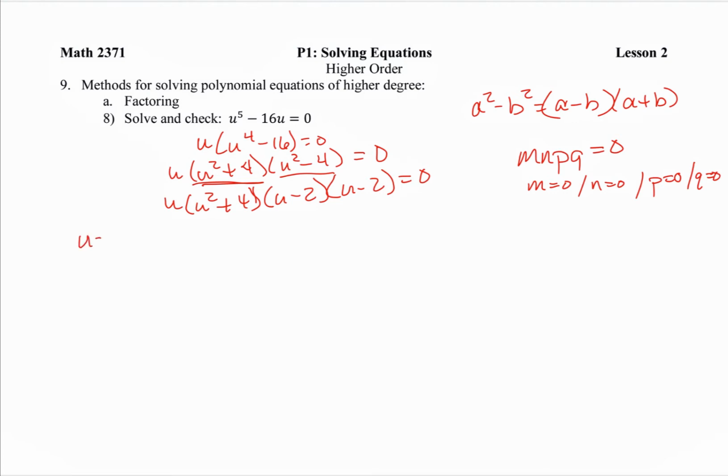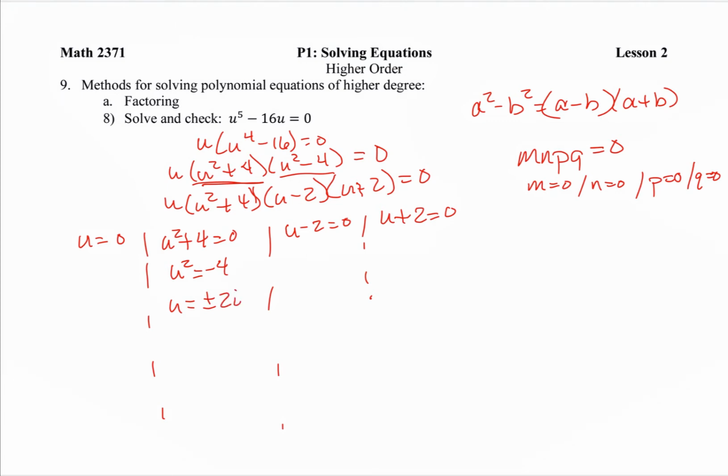So that tells me that u equals 0, u squared plus 4 equals 0, u minus 2 equals 0, or u plus 2 equals 0. Sorry, that should be a plus. All right? So now I get to solve each of these. Well, the first one's done. So this is u squared equals negative 4. So u equals plus or minus 2i, because I take the square root. How I get there is I get u equals plus or minus the square root of negative 4. This is u equals 2, and this is u equals negative 2.